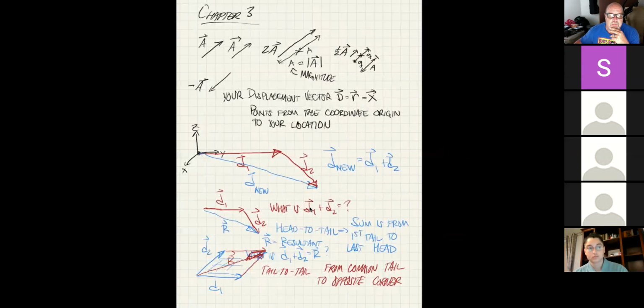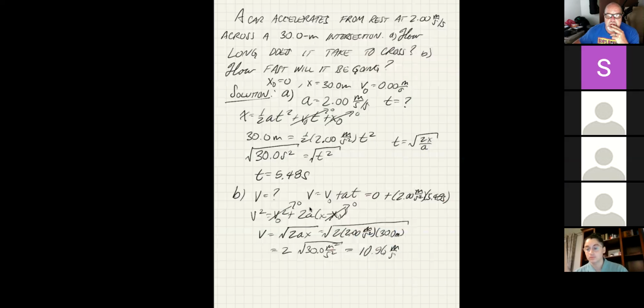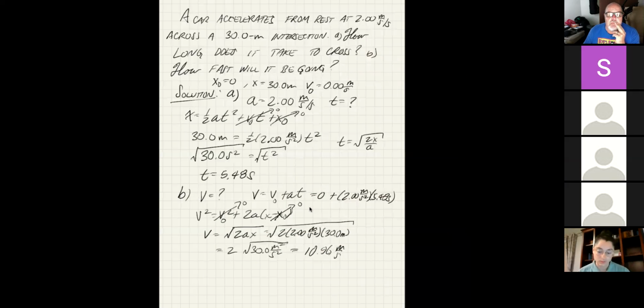Remember what we went over. The first thing we did was I solved that problem of a car accelerating from rest with an acceleration of 2.0 meters per second every second, going across an intersection that is 30.0 meters wide. I asked how long it would take, then I asked how fast it'd be going when it got there. So that's me solving that.